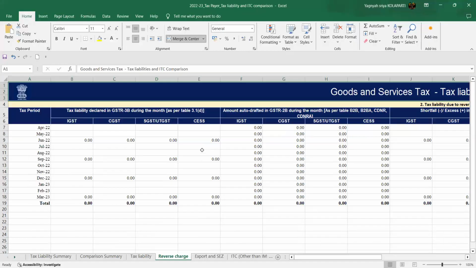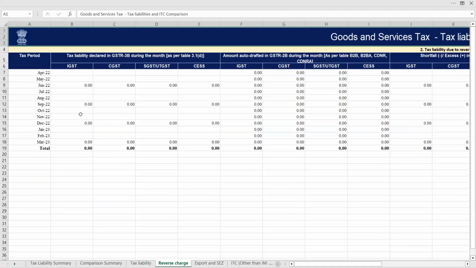Now you are able to see this new sheet which I have. Yes, sir. Now, if you see here, there are various tabs. This is called, which I was telling you, tax liabilities and ITC comparison. You will get this in the returns tab, with the same name. This will give you complete information about what the taxpayer has done during the period.